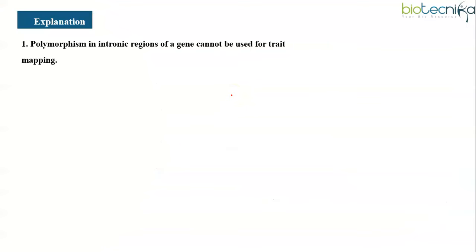So if we look at statement 1, it is: polymorphism in intronic regions of a gene cannot be used for trait mapping. So what are intronic regions? Intronic regions are non-coding regions of a gene located between exons, which are the coding regions that contain the instructions for protein synthesis.